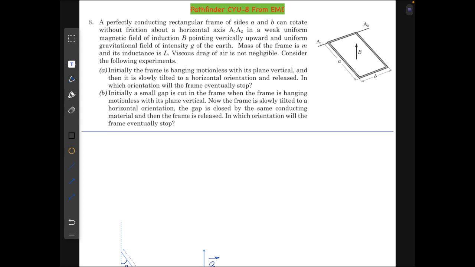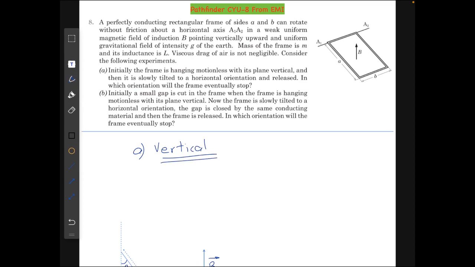So for part A, what we need to observe is that for any orientation of the coil with respect to the vertical, there will be some current in the coil, and the torque due to the weight of the coil and due to the magnetic field will always try to bring it to a vertical plane. The torques due to the viscous forces are always velocity dependent, so it can only be at rest there. So for part A, it's simply the vertical plane in which it will finally stop.